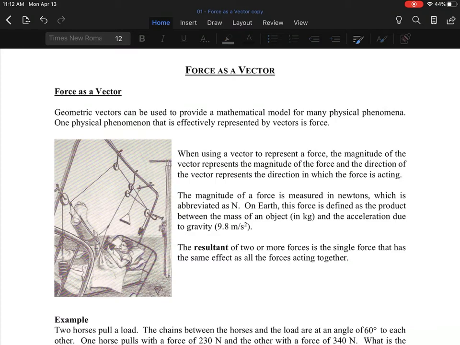It's not clear right off the hop why newtons is used to measure force, but you're just going to have to live with it for now, that newtons is a great way to measure force. On Earth, the force is defined as the product between the mass and the acceleration due to gravity. So it really is how much force something's being pulled with, not just how much you are made up of. For instance, somebody who's 100 kilograms, if you went to try to pick them up, that would be very difficult to do.